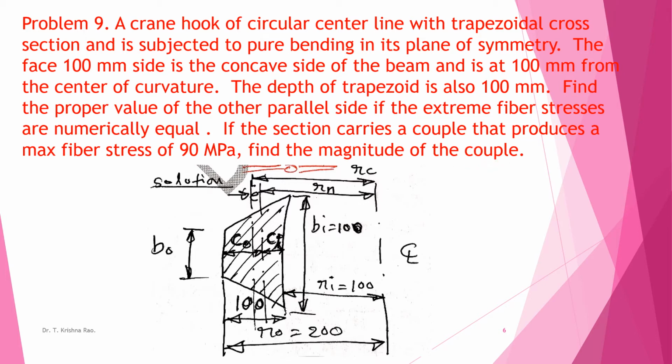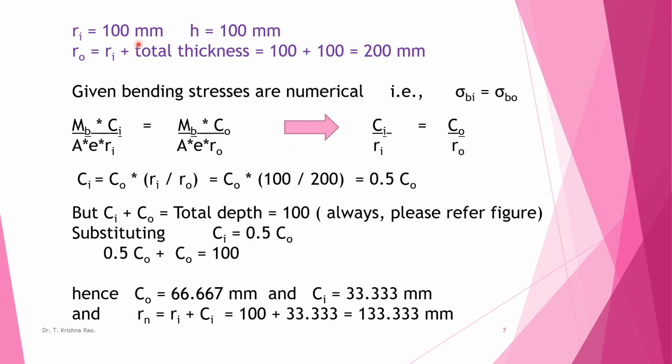Couple is nothing but the bending moment. So he has given Ri, and thickness H is given. So R naught equals Ri plus thickness, that is 200. We have the bending stresses numerically equal. So MB Ci by AE Ri equals MB C naught by AE R naught. Cancel MB by AE on both sides. We will have Ci by Ri equal to C naught by R naught. Cross multiplying, Ci equals C naught into Ri by R naught. That comes to 0.5 C naught.